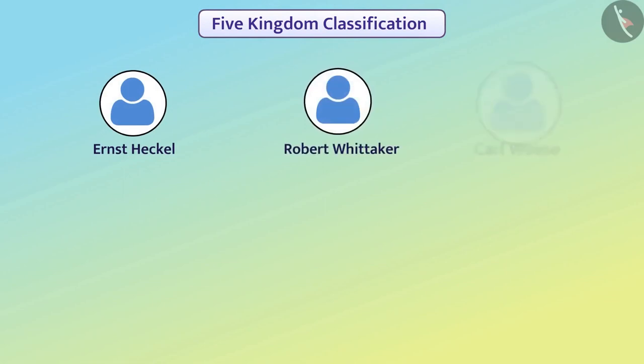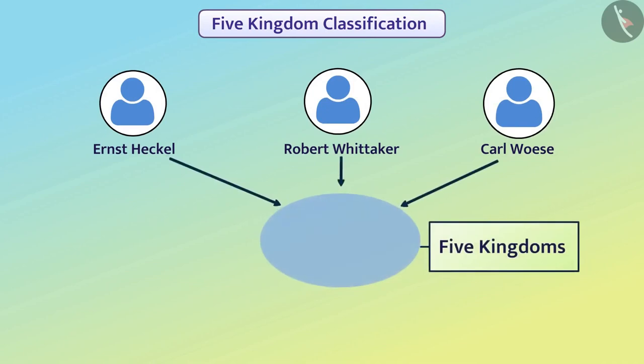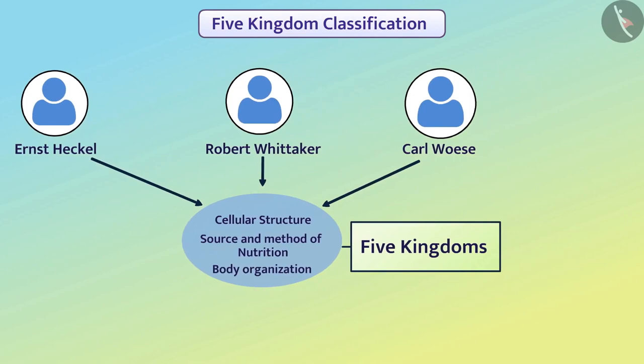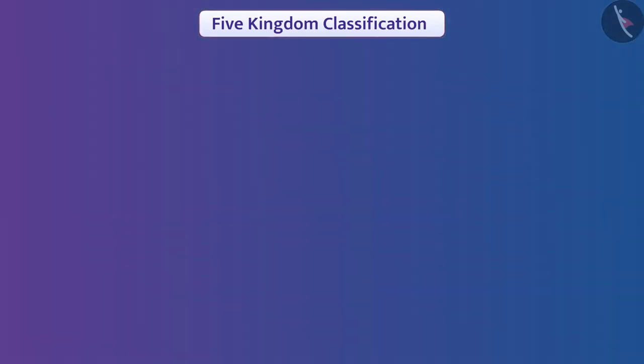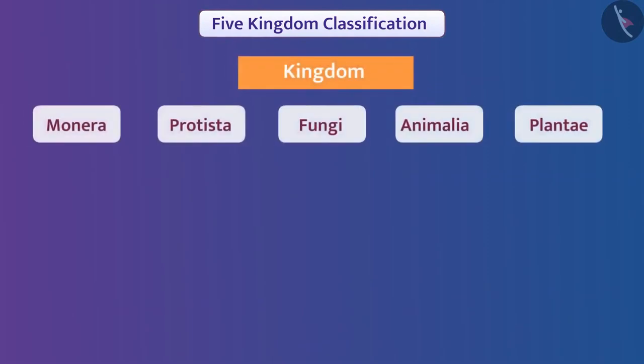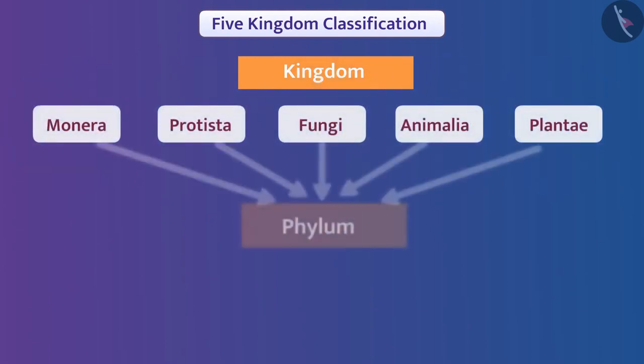Scientists named Ernst Haeckel, Robert Whittaker, and Carl Woese divided all living organisms into five kingdoms based on cellular structure, sources and methods of nutrition, and body organization, whose names are Monera, Protista, Fungi, Plantae, and Animalia. It has been observed that in any kingdom, there are also organisms which are different from each other in terms of any specific characteristics. That's why each kingdom is again classified into subgroups.